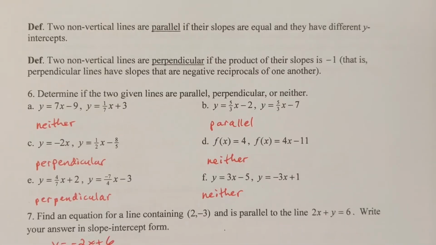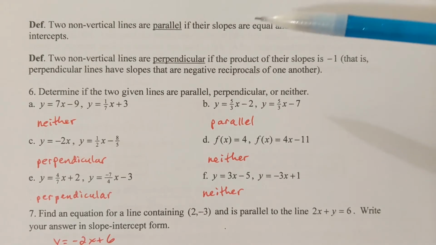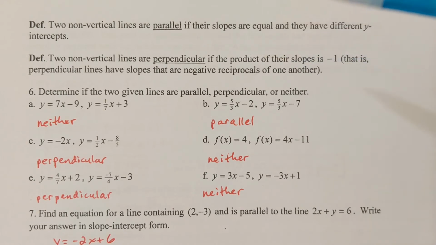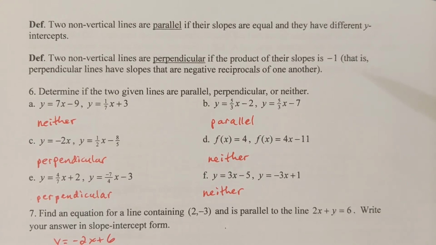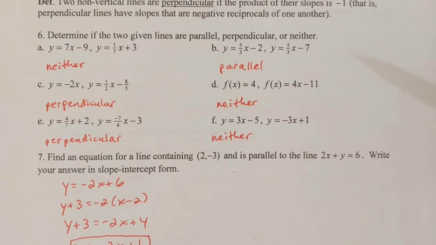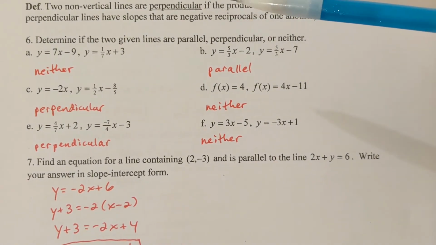Two non-vertical lines are parallel if the slopes are equal and they have different y-intercepts. Two non-vertical lines are perpendicular if the product of their slopes is negative 1. That is, perpendicular lines have slopes that are negative reciprocals of one another. Okay, problem 6. Determine if the two given lines are parallel, perpendicular, or neither.